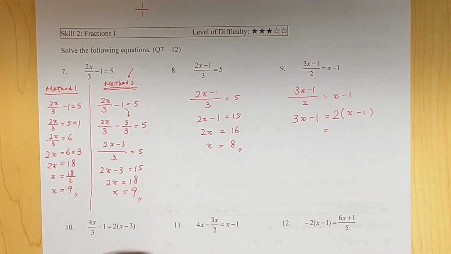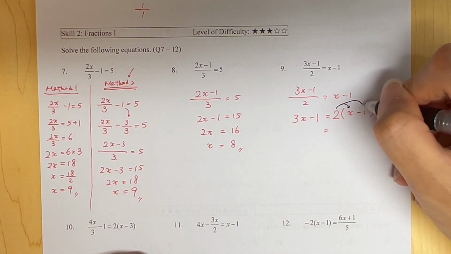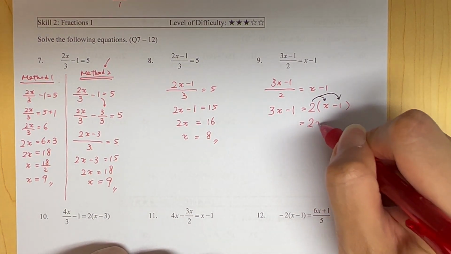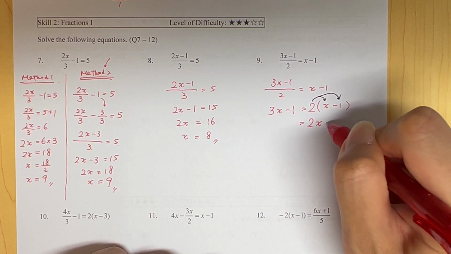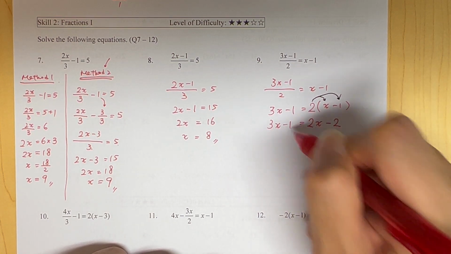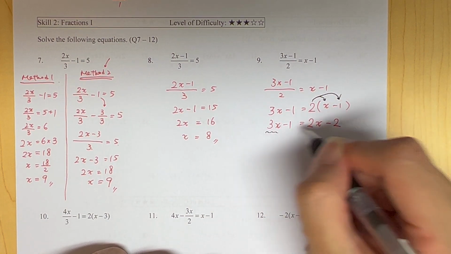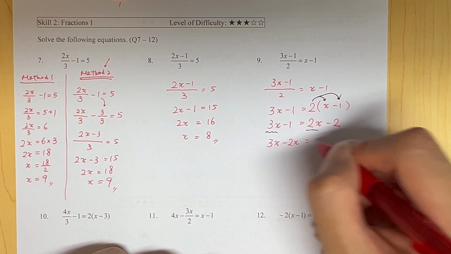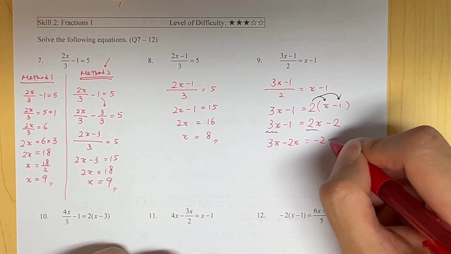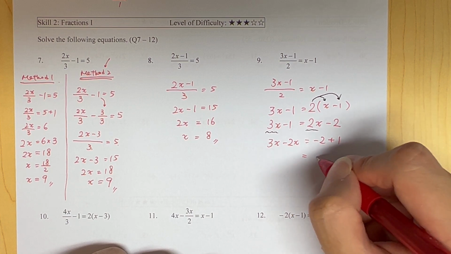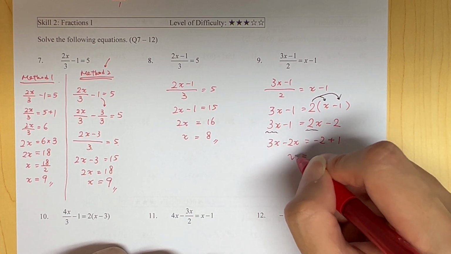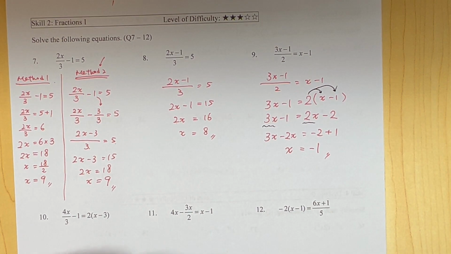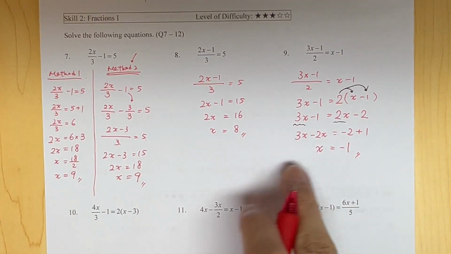The next step will be the removing bracket technique we have learned in skill 1. We remove the bracket so that we can get the x out of the bracket. So that will be 2x, and the rainbow, 2 multiply minus 1, will be minus 2. Then we can move all the terms with x to the left hand side, and we get 3x minus 2x. Minus 2, move it to the right hand side, minus 1 becomes plus 1. So 3x minus 2x is x already, and minus 2 plus 1 is minus 1. So that will be the final answer. Okay, let's move on to the next question.